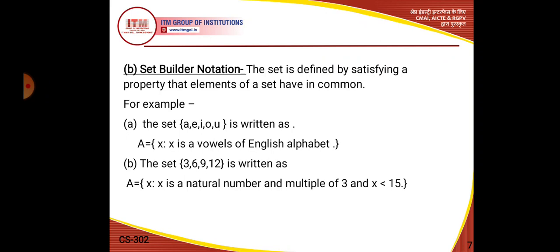And the second example, the set {3, 6, 9, 12} is written in set builder form as A = {x such that x is a natural number and a multiple of 3 and x is less than 15}. So these are the examples of set builder notation.